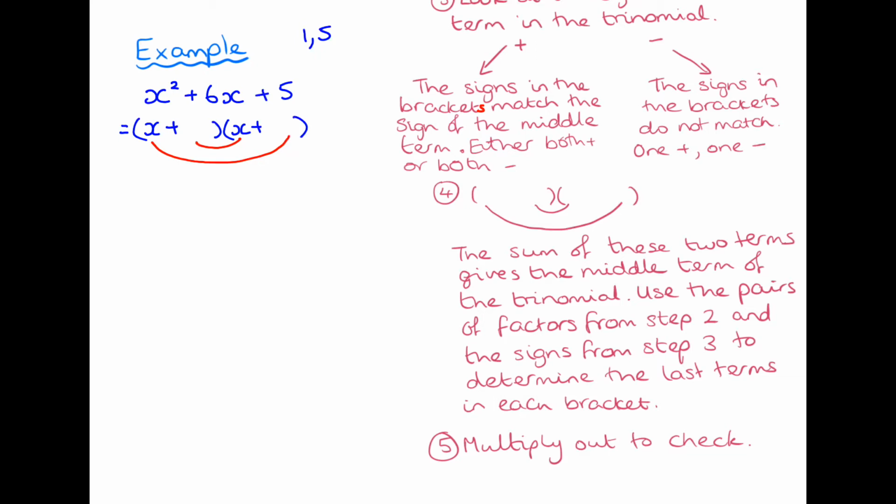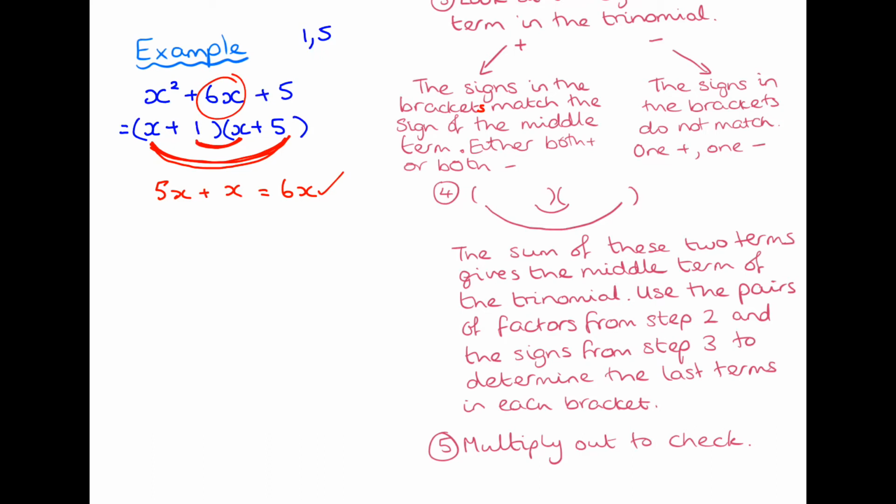So this one's really straightforward because the only choice we've got for what goes in the back of the brackets are 1 and 5. Because we've only got one pair of factors, that's the only pair that we can put in. Before we do a full multiply out, let's check when we add them together. So x times 5 is 5x, 1 times x is x, 5x plus x is 6x, which is our middle term. That's what we wanted.